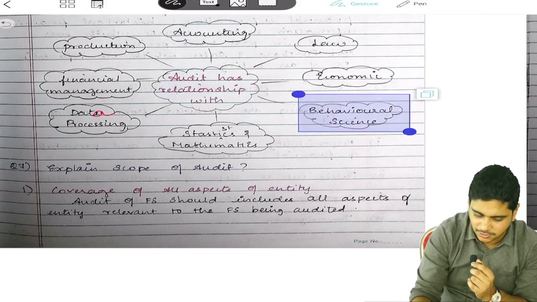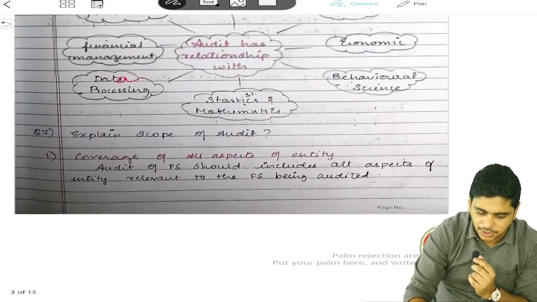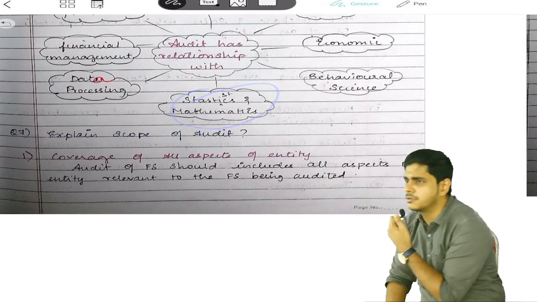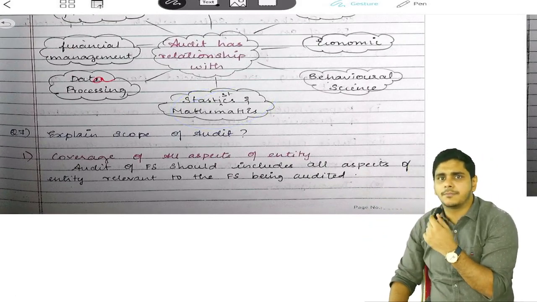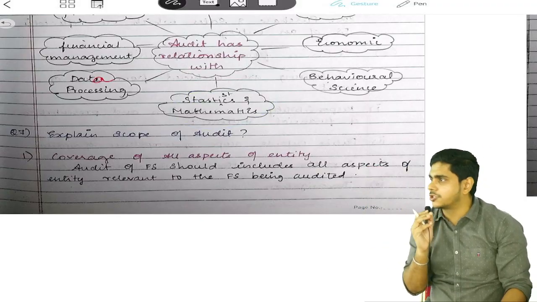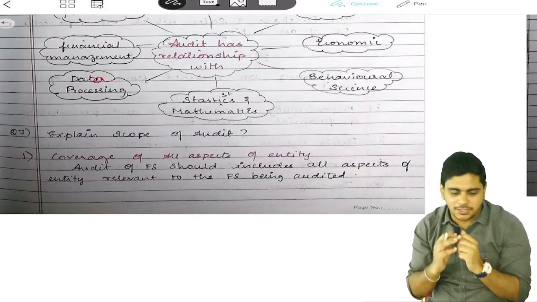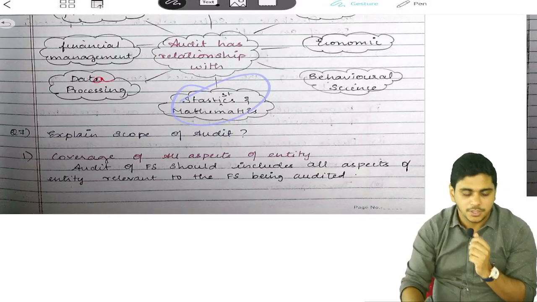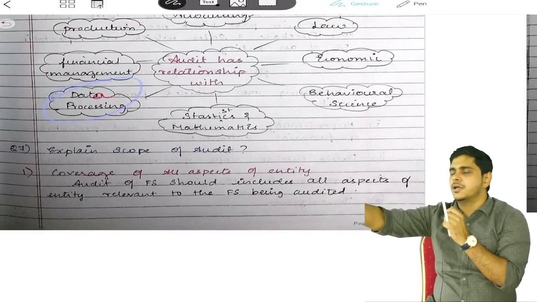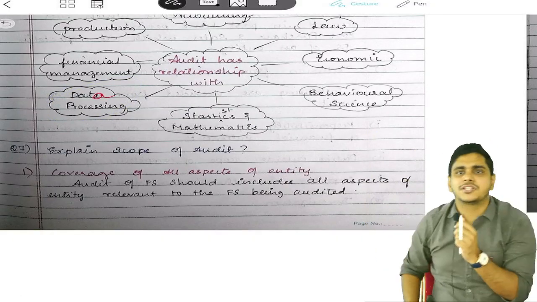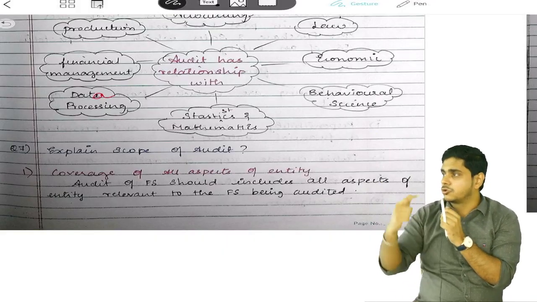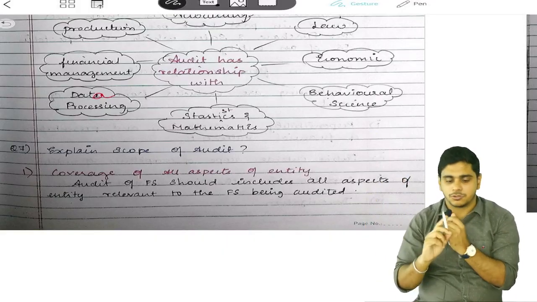Leave this, okay, I'll teach you later on. Audit has a relationship with statistics and maths. What statistics? Sample data. Like we check the depreciation calculation, the provision calculation, okay? So we use maths, so audit has a relationship with maths also. Audit has a relationship with data processing, like sales invoices. If there are lakhs of invoices, do we check all lakhs of invoices? What do we check? A sample. So audit has a relationship with data processing also.